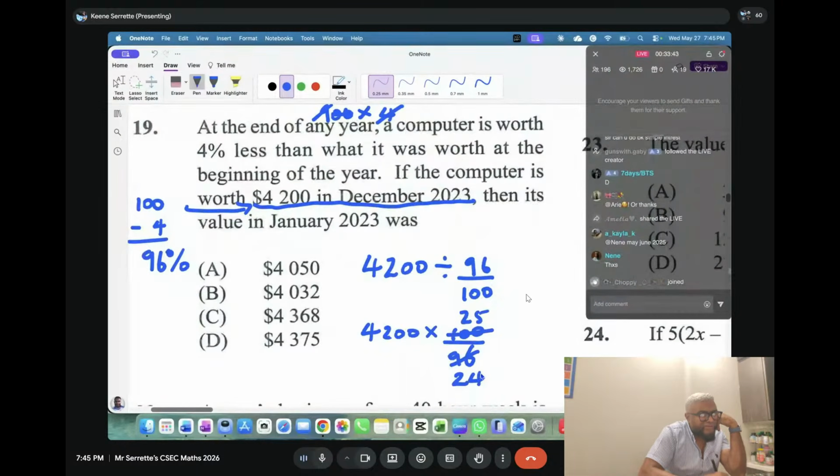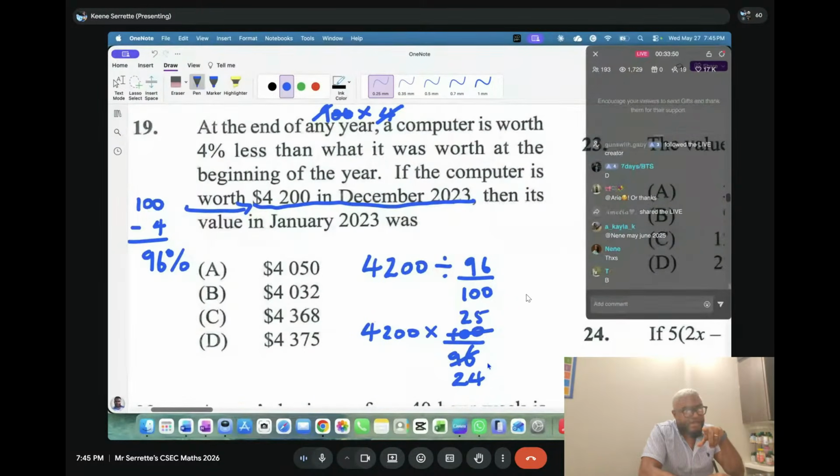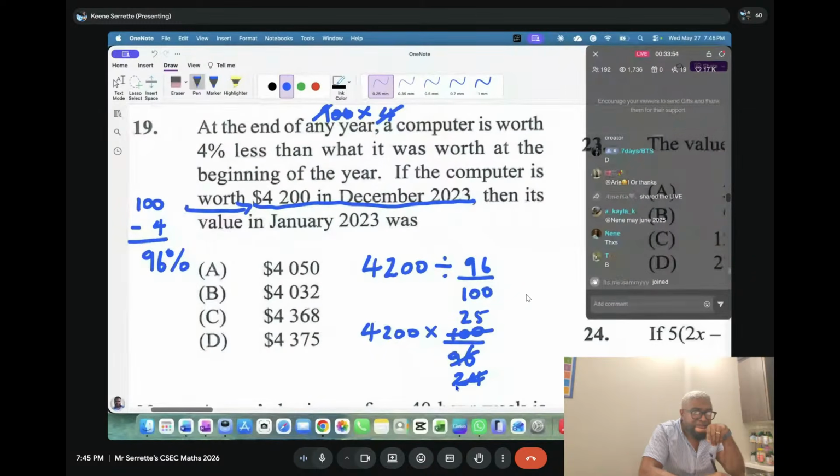Could 24 go into 4,200? Let me do this as if we were under exam conditions. I will divide by 4 again. 4 into 24 would give me 6. And 4 into 4,200 will be what? 4 into 42: 4 into 4 is 1, 4 can't go into 2, 4 into 20 is 5, and 4 into 0 is 0.